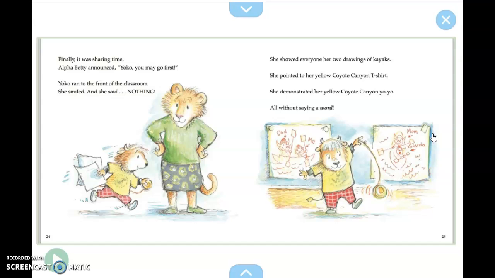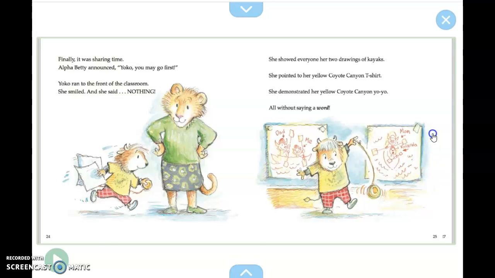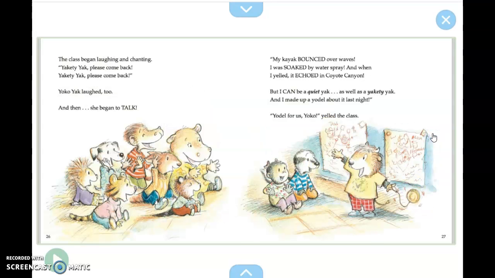She showed everyone her 2 drawings of kayaks. She pointed to her yellow Coyote Canyon t-shirt. She demonstrated her yellow Coyote Canyon yo-yo, all without saying a word. The class began laughing and chanting, "Yakety-yak, please come back." Yoko Yak laughed too, and then she began to talk.